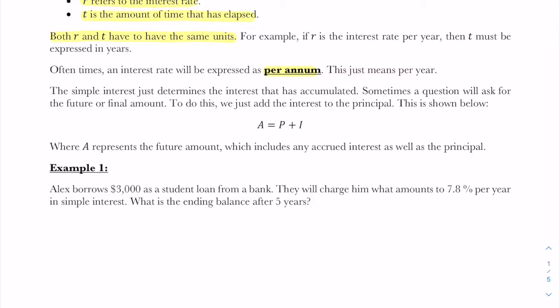Simple interest is just used to determine interest that has accumulated. Oftentimes a question will ask you for the future or final amount. To do this, you just take the interest that has accrued and add it to the principal. The formula would be A equals P plus I, and in this context we often use A to represent the future amount. Let's try out an example.